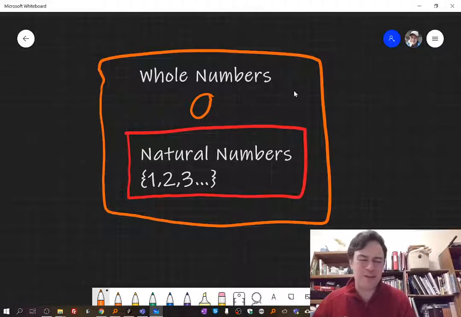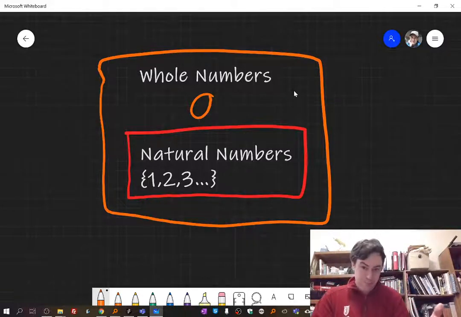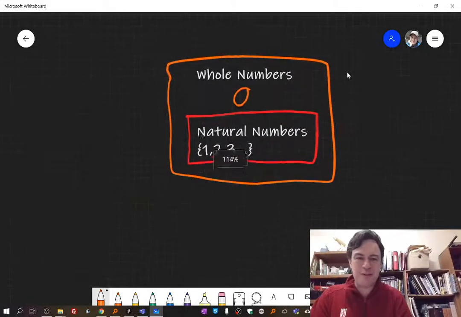This is a bit of a weird one. I always kind of wondered, like, what's the big deal? Why do they even have natural numbers? Why don't we just talk about whole numbers? Whole numbers include 0 and all the natural numbers. Natural numbers, they don't have 0. That's the only real difference there. It's okay. Whatever, I don't mind that. I'm not too worried about that.